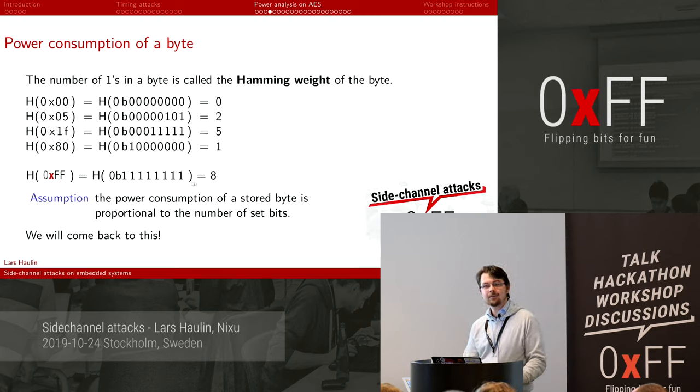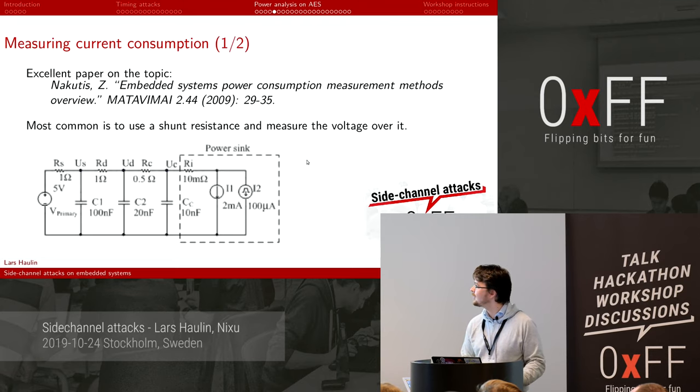So we will come back to how we can use this as a side channel attack. But we will also look at how you actually measure power consumption, because you need to make sure that you know how to measure it. There is a really good paper on this by Zivlinas Nakutis, which describes different methods that you can use. The most common way is to put a resistor in series with your device. Then if a higher current goes through the system, the voltage drop over this resistor will increase, and this voltage can be measured with an oscilloscope.